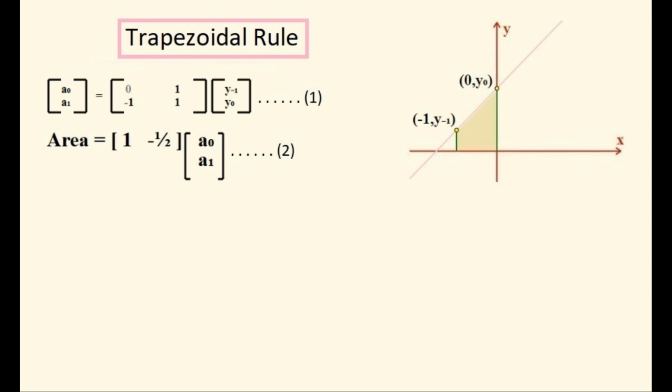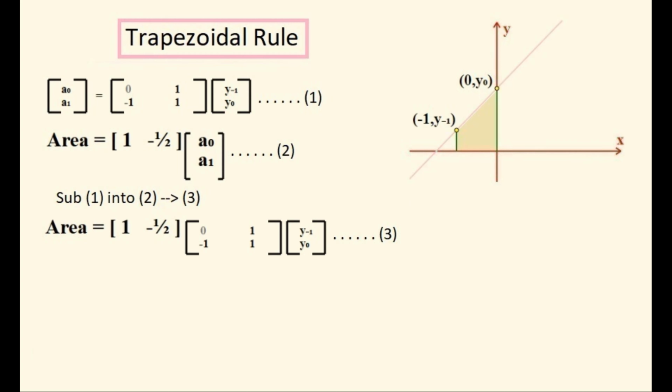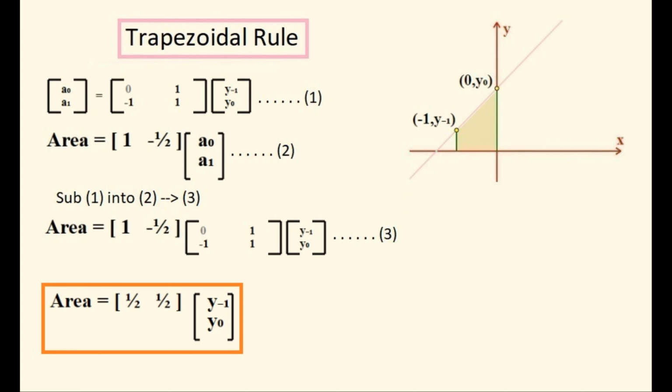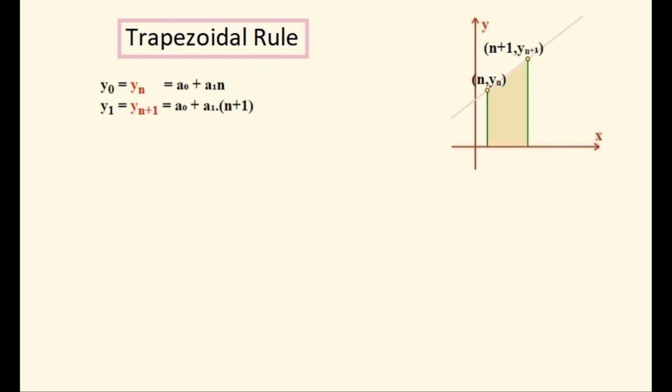And so now we have these two matrix equations that we must use to derive the trapezoidal rule from. And substituting 1 into 2 gives us this expression, where the area is given only in terms of the y's of the function. And simplifying this expression gives us this vector equation, which is the trapezoidal rule for a single trapezoidal segment.